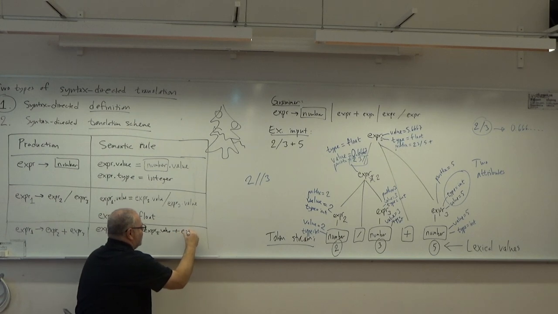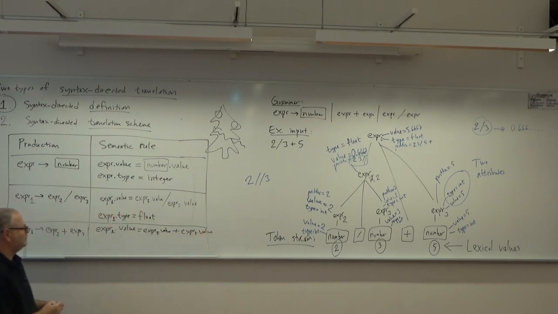Okay, expression 1's value, in this case the root node's value. We add them together. How is it with the type? Well, in this case it will be float, but what should the semantic rule, the rule for type, be? If we again use Python's type system, what will the rule say?